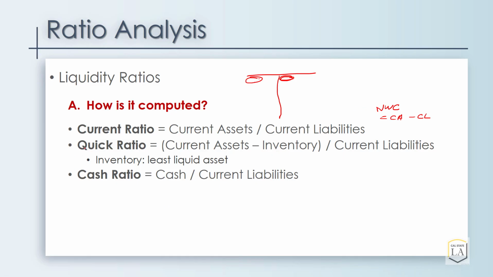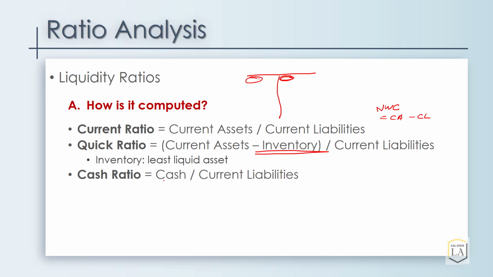And the remaining two of the liquidity ratios would be very much like the current ratio as well. The only difference between the current ratio and the quick ratio is that for the quick ratio, you will have to take away inventory from your numerator. The reason is that inventory is the least liquid asset. So by just removing inventory from your numerator, you are taking just the more liquid assets among the current asset items.